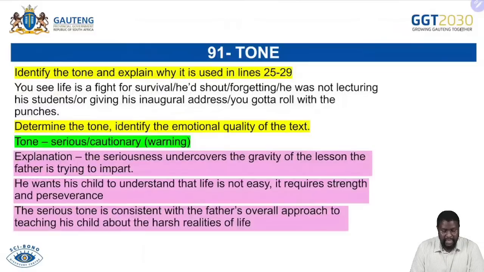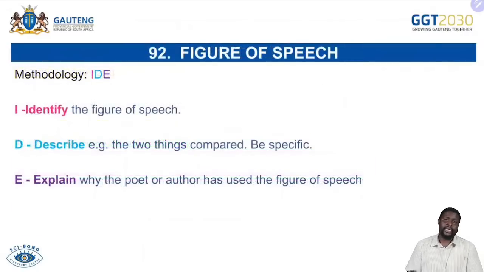Now you look at this question, identify the tone and explain why it is used. You see, life is a fight for survival. He would shout, forgetting he was not lecturing his students. Determine the tone and identify the emotional quality here. It says it's serious, it is cautionary.